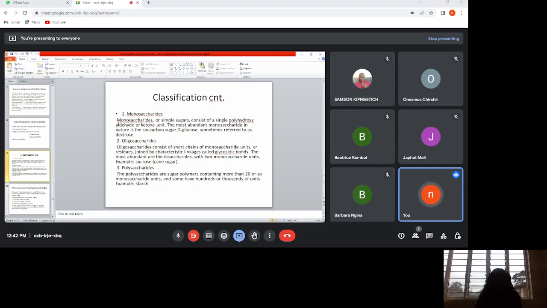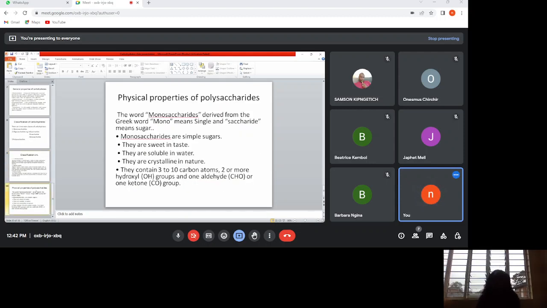Another class of carbohydrates is polysaccharides. These polysaccharides are sugar polymers containing more than 20 or so monosaccharide units. And some have hundreds or thousands of these monosaccharides. An example we know is starch.